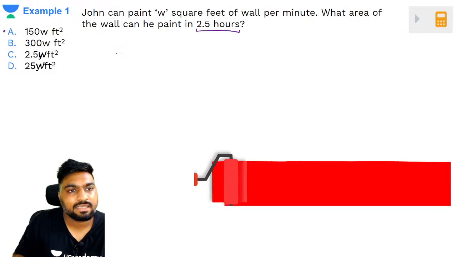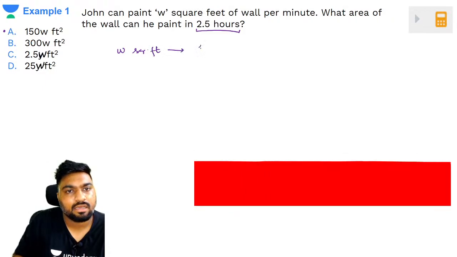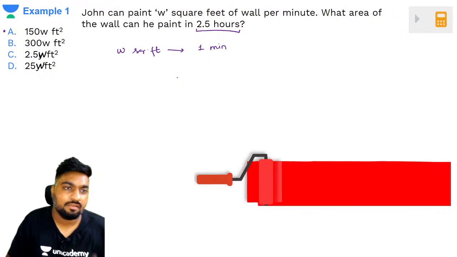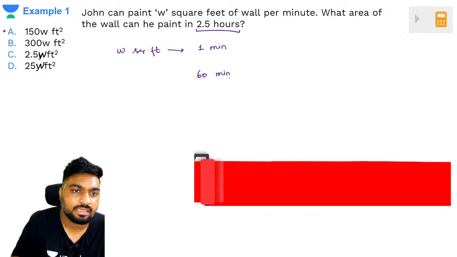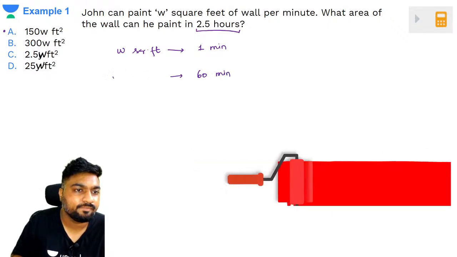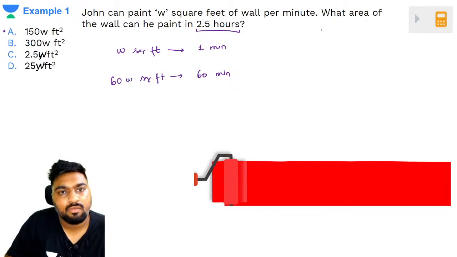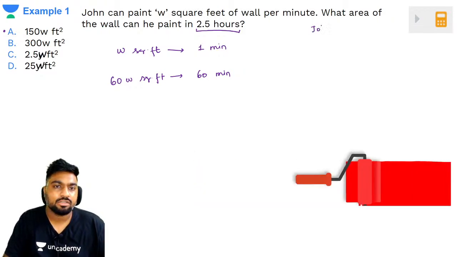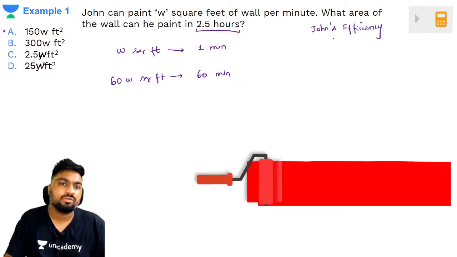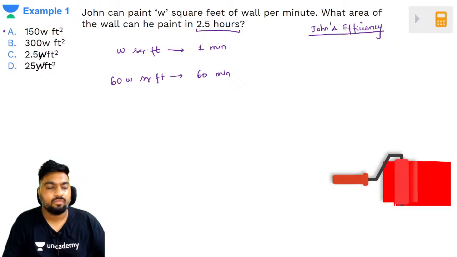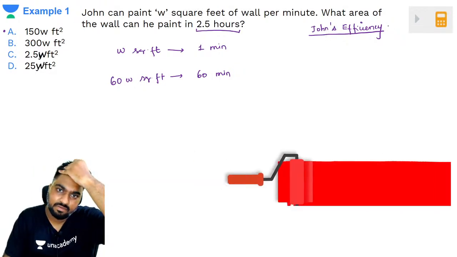So what are we saying? We are saying that W square feet can be painted in 1 minute. Correct? So in 60 minutes, that is 1 hour, how much can be painted? 60 into W square feet. Why so? Because John's efficiency will be the same whether he has to paint W or 60W or 100W or whatever is the area that he has to paint. John's efficiency will be constant.